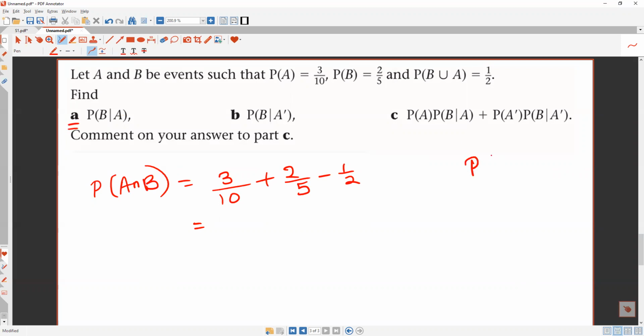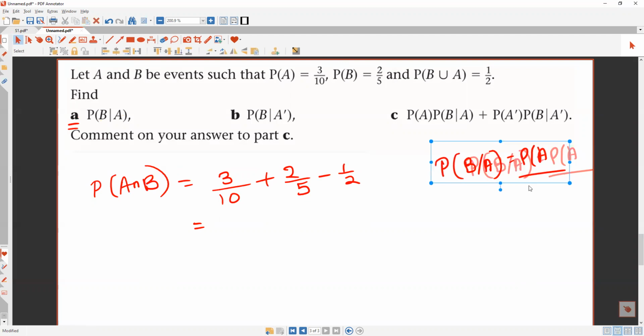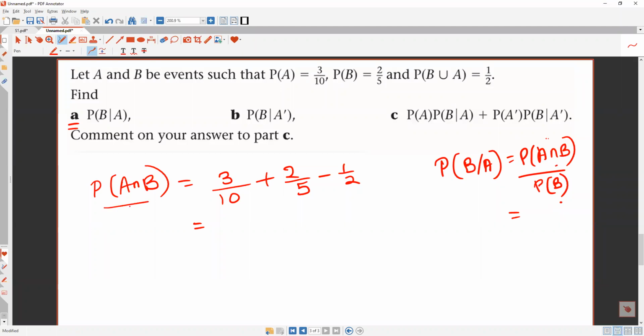In the A part, they said the probability of B given A, so that equals the probability of A intersection B divided by the probability of A. ঠিক আছে? So now what is happening over here? Just check. We need A intersection B. I have P(B) with me. I need A intersection B. That A intersection B I'm finding.